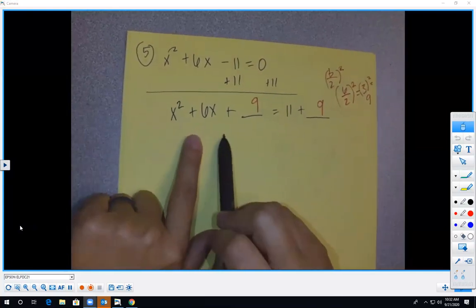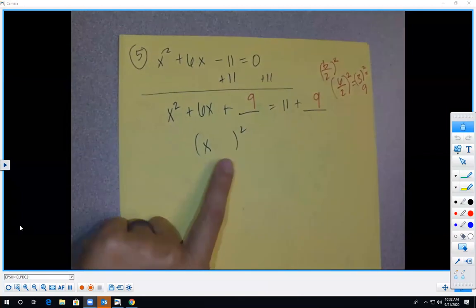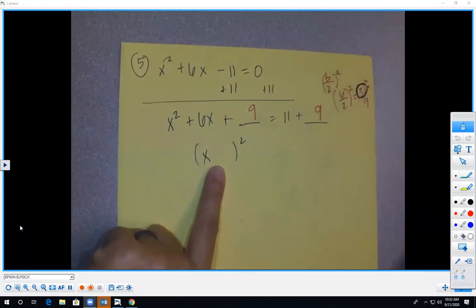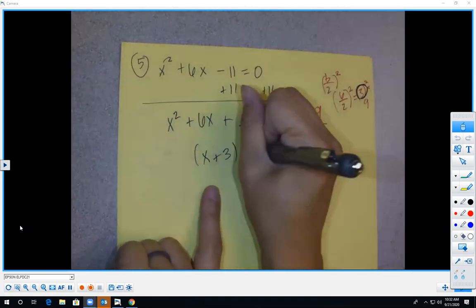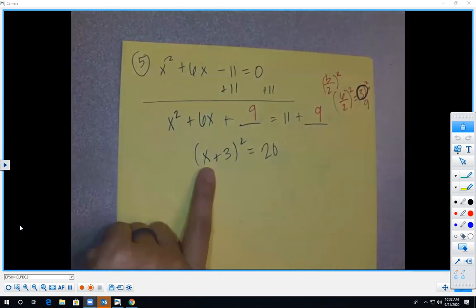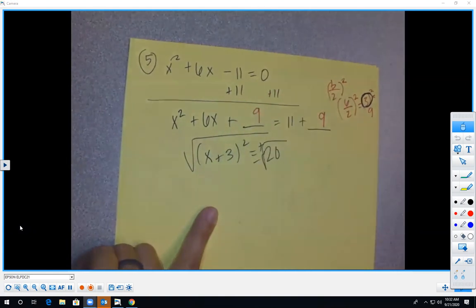Then you factor this. You could factor it using the AC method, or the shortcut is it's always x in parentheses squared. Here it's the number before you squared it, just b divided by 2, which in this case is positive 3. So (x + 3) squared equals 11 plus 9, which is 20. And then to solve for x, take the square root of both sides. Don't forget your plus or minus.